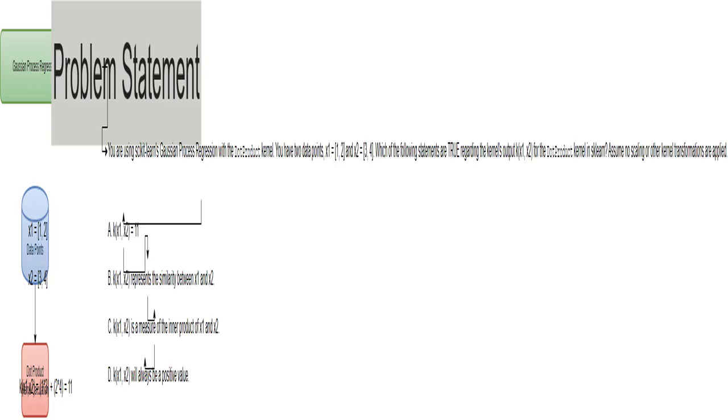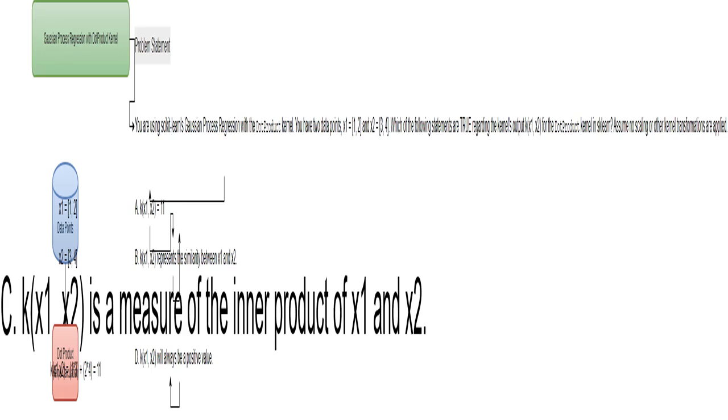This section introduces the core problem. We're given two data points and asked to analyze the DotProduct kernel's output for those points. We'll calculate and interpret that result. We have two data points: x1, which is the vector 1, 2, and x2, which is the vector 3, 4. These will be the input to our kernel calculation.